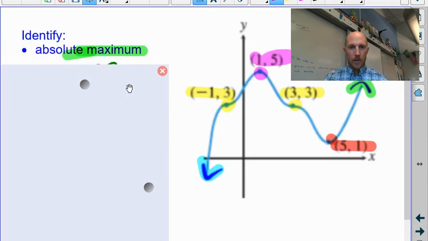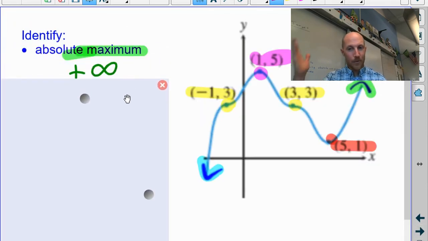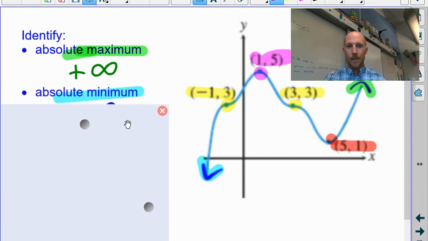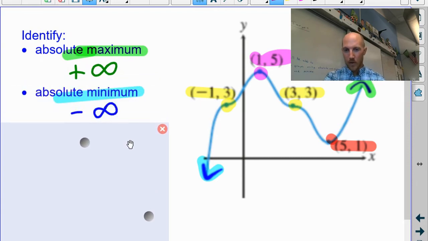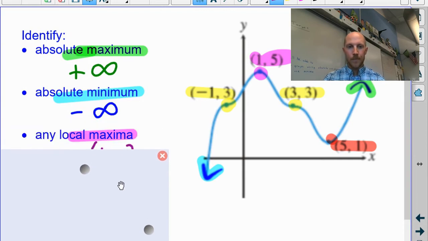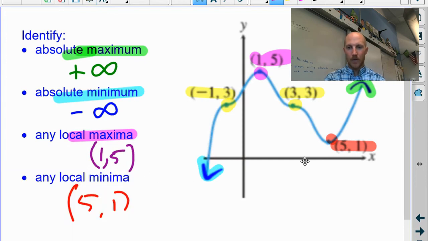All right. On this graph, absolute maximum, infinitely high at positive infinity. Absolute minimum, infinitely far down in blue there, negative infinity. Local maxima, there's just that 1 right here at 1, 5. And local minima at 5, 1 down here in red off to the side. There's kind of a valley.